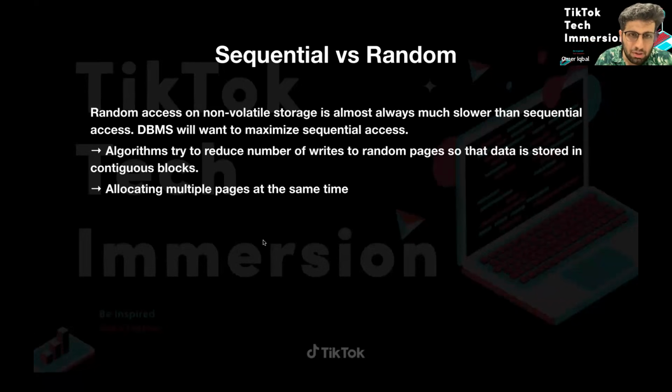The other thing is you want to allocate multiple pages at the same time, so that you can block these things and batch them together. The more batching you have, the better throughput you would get, also because of these effects.